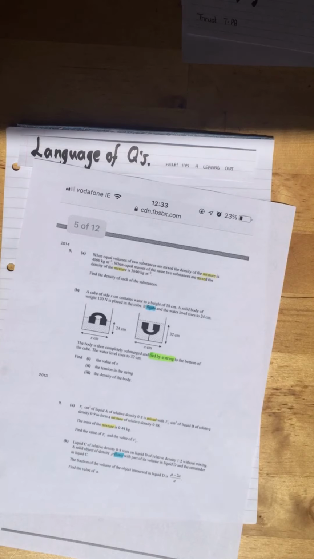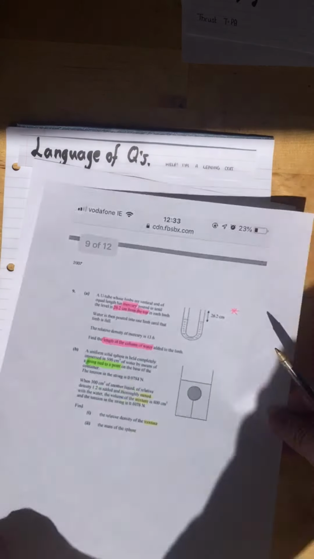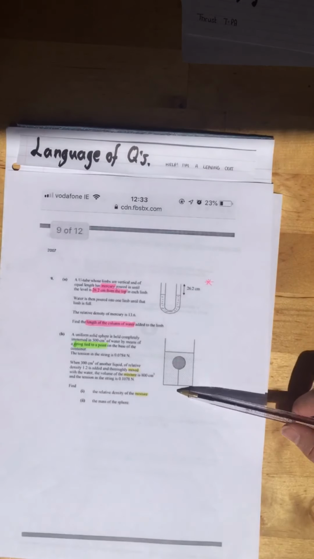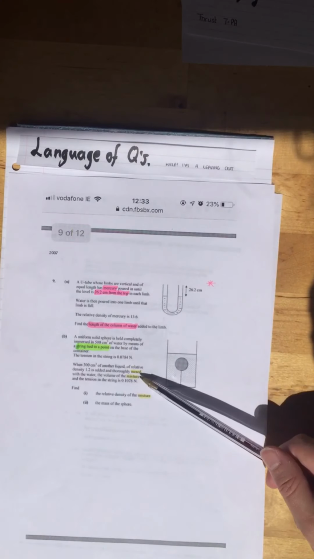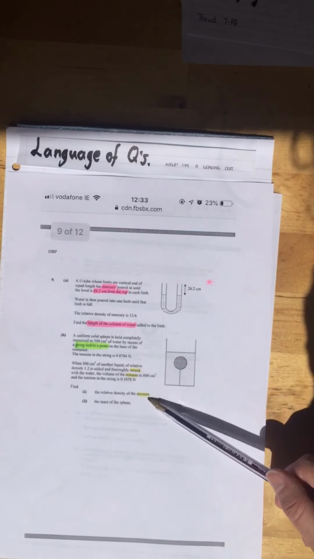The other one we had was 2007. So here we are, it's tied by a string again, so we have string tied to a point, that's what tells us it's fixed, and we have a mixture involved here as well, so it says mixture.